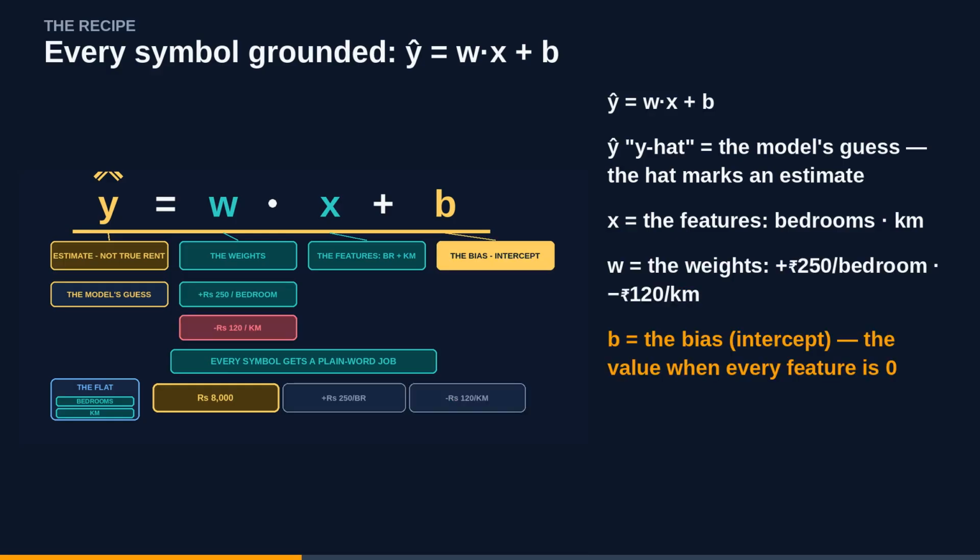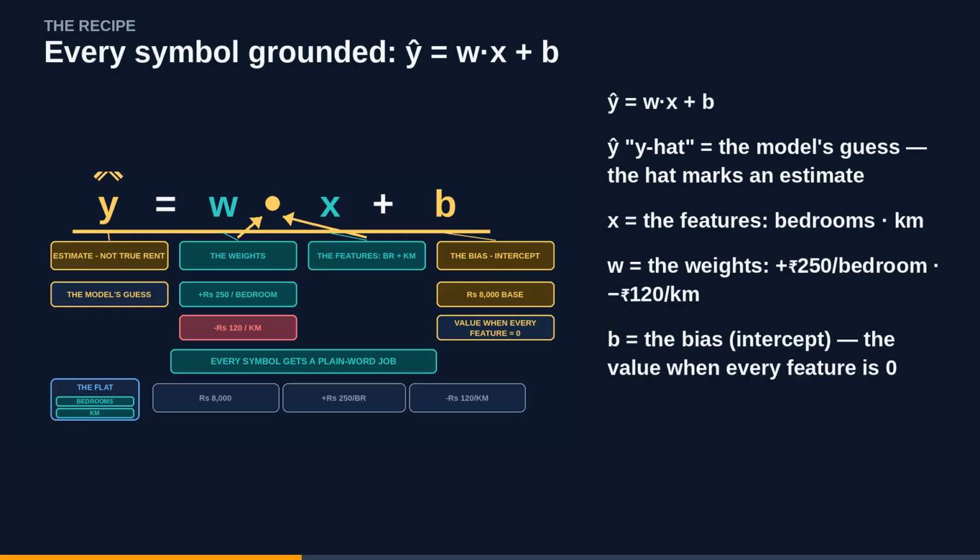B is the bias, also called the intercept, the starting value the guess takes when every feature is 0. And the dot in w.x just means multiply each feature by its weight, then add the results up. So the whole recipe reads as a weighted sum of the features, plus a starting value.